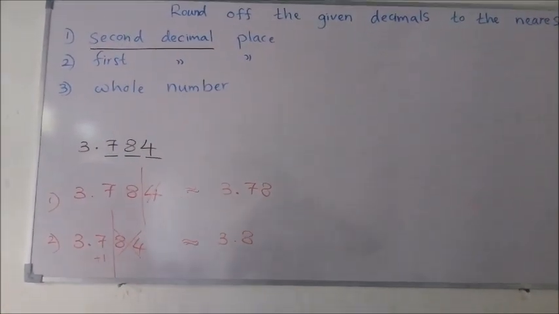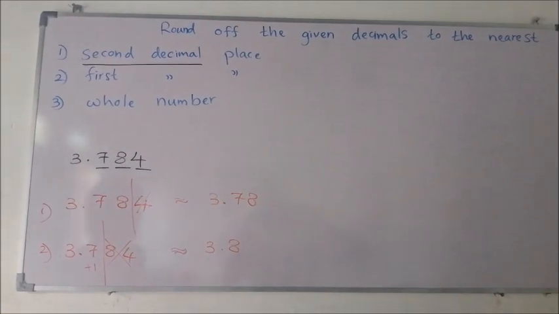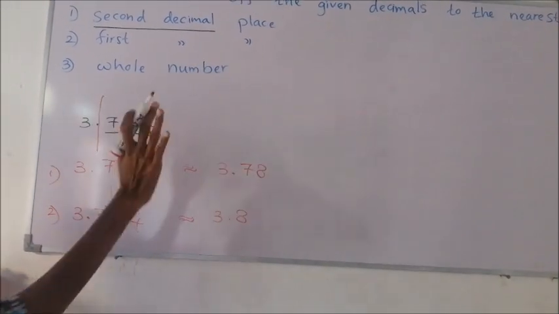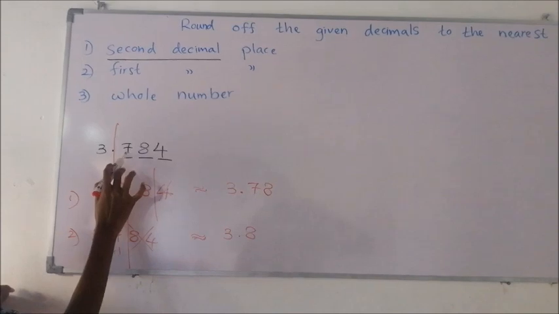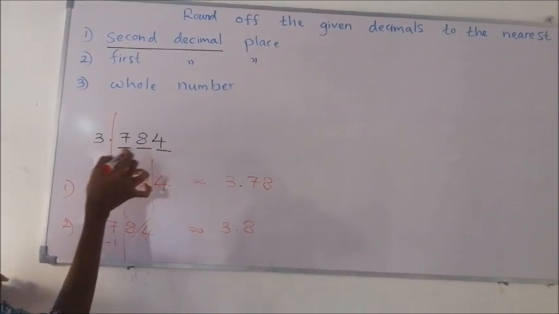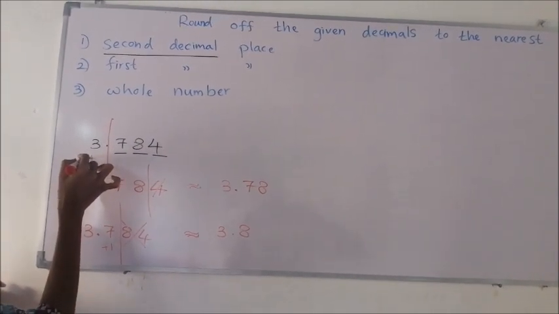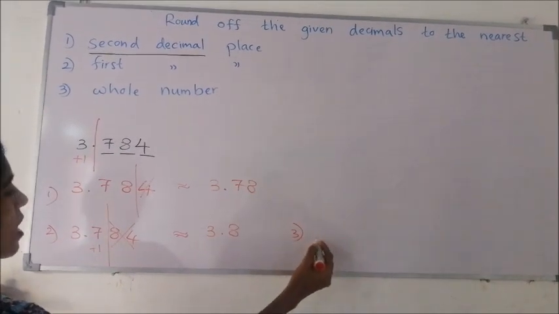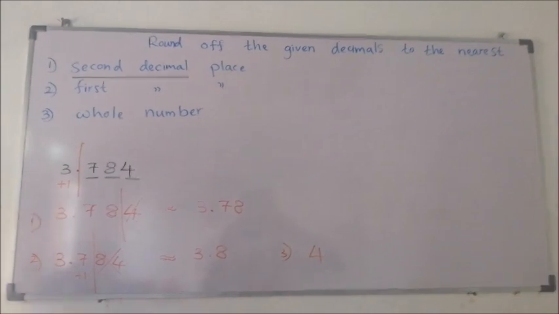What is the third one? Whole number. That means we don't want any decimal places. From here, we need to remove. This number is greater than 5, right? When you are removing such a number, you need to add 1 here. So for the third one, what must be the answer? 4. 4 is the whole number.